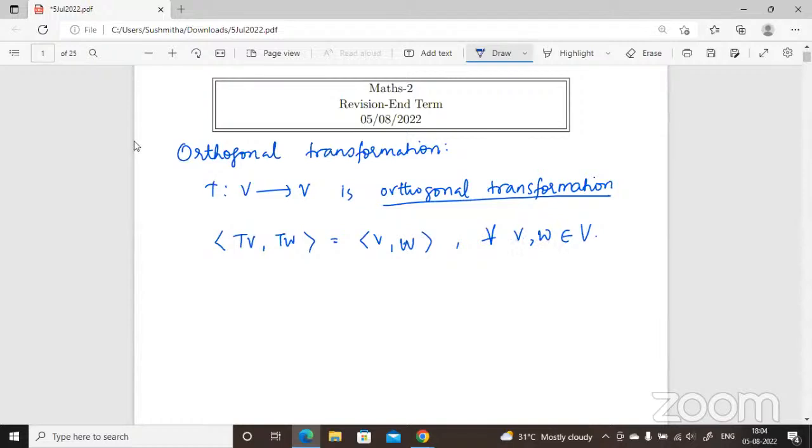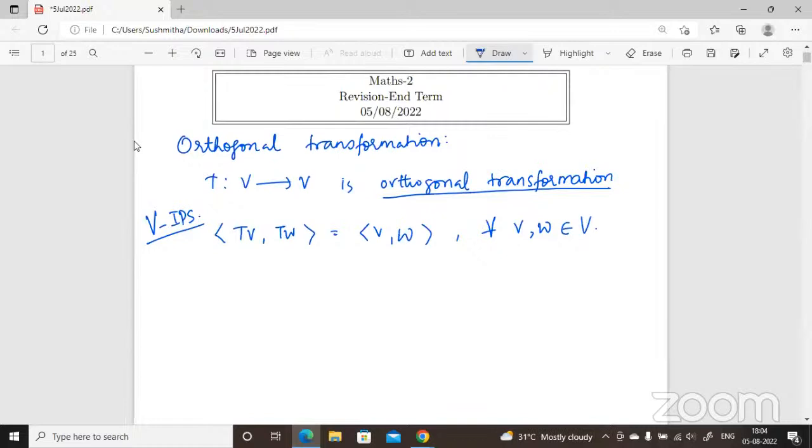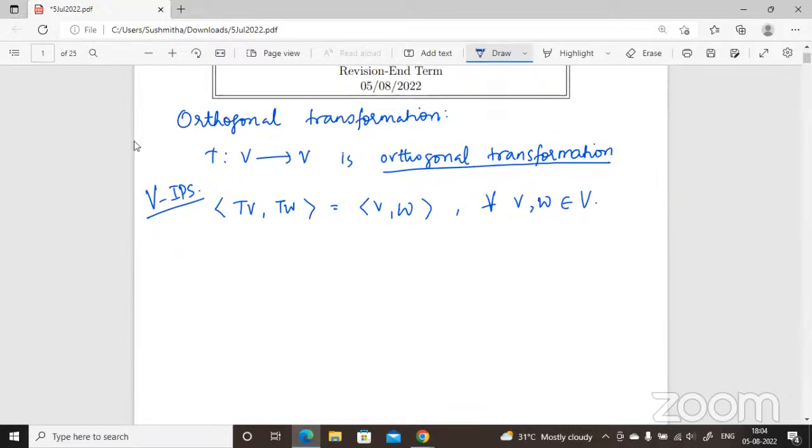So the inner product of the images of two vectors should be equal to the inner product of the vectors themselves. Whatever inner product is defined on the vector space, it's not necessarily the dot product. So we start with V, an inner product space, a vector space along with an inner product. If the inner products are preserved, then the transformation is said to be orthogonal. And if the inner product space is Rn, then we usually take the dot product. So T(V) dot T(W) should be equal to V dot W.